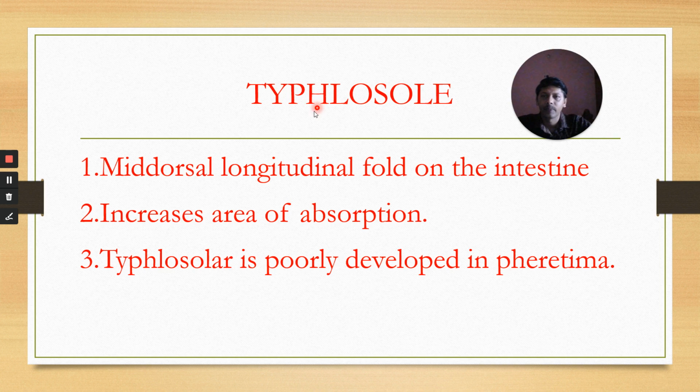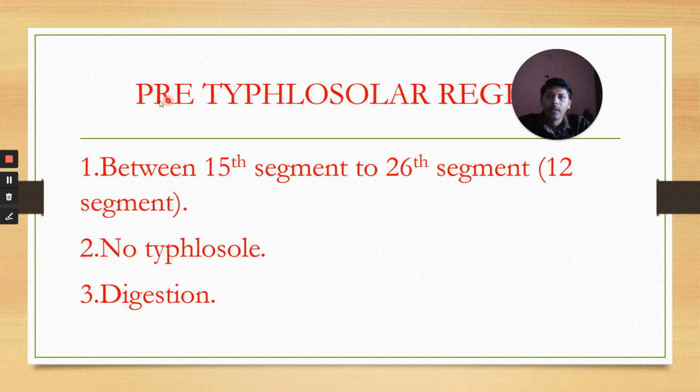Next, typhlosole. A mid-dorsal longitudinal fold on the intestine is called typhlosole. It increases the area of absorption. Typhlosole is poorly developed in Pheretima posthuma. Pre-typhlosolar region is between the 15th segment to 26th segment; no typhlosole here. This is the pre-typhlosolar region. The function of this part is digestion.